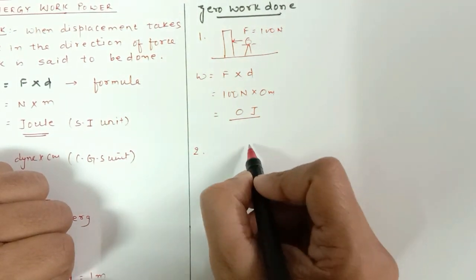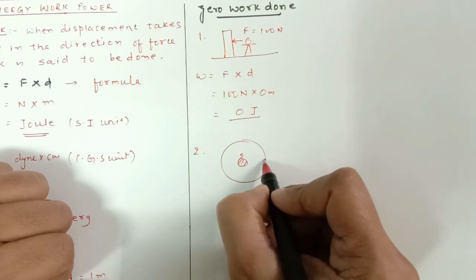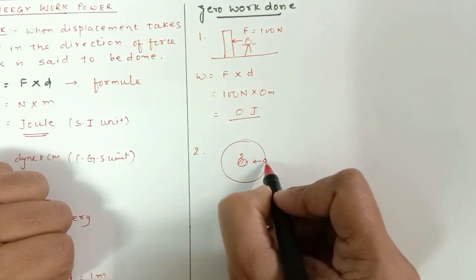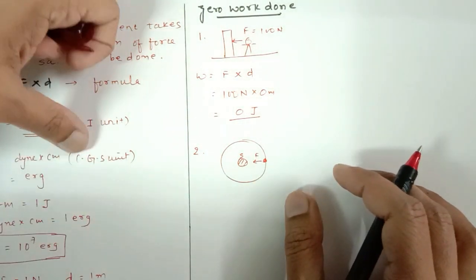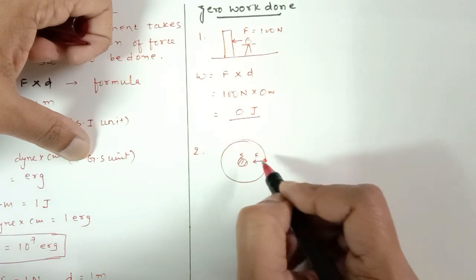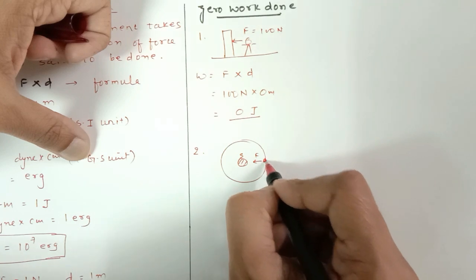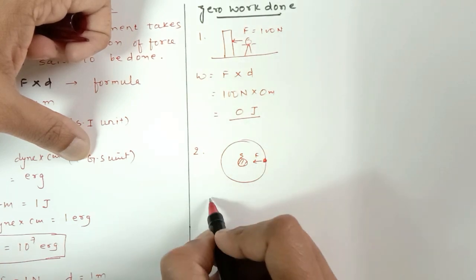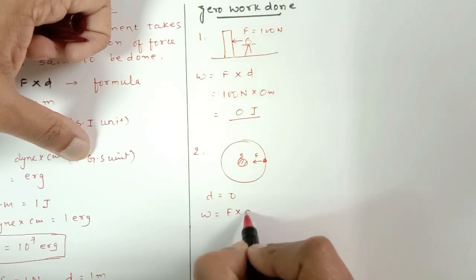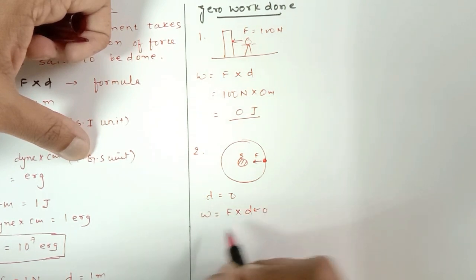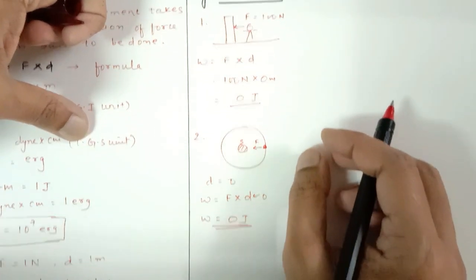Second situation, let us consider the sun at the center. This is the sun and here is the earth, and the earth is being pulled towards the sun with a force F, that is called gravitational force. When the earth completes one full revolution, the earth again comes back to the same point. That means the displacement is again 0. So work done will again be F into D, and this time D is 0, so the work done is going to be 0 joules. So these are two examples in which the work done is 0.